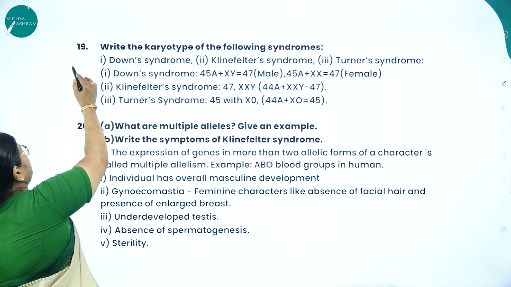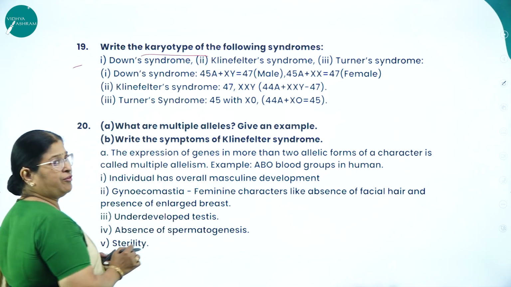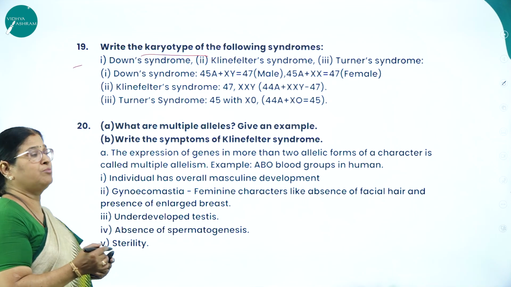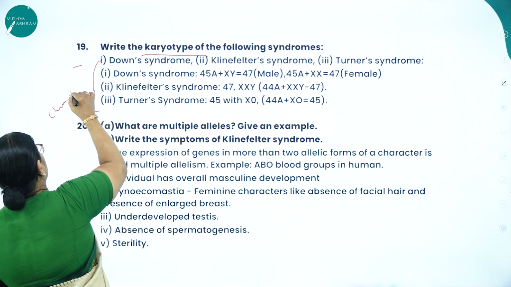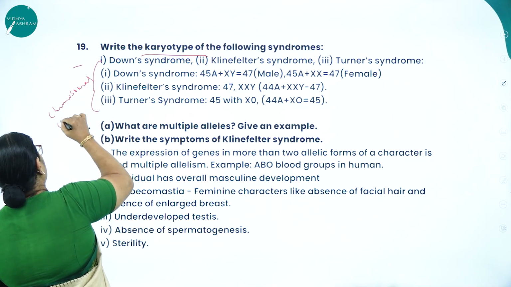Now, question number 19. Write the karyotype of the following syndromes. Karyotype means the chromosomal complement.